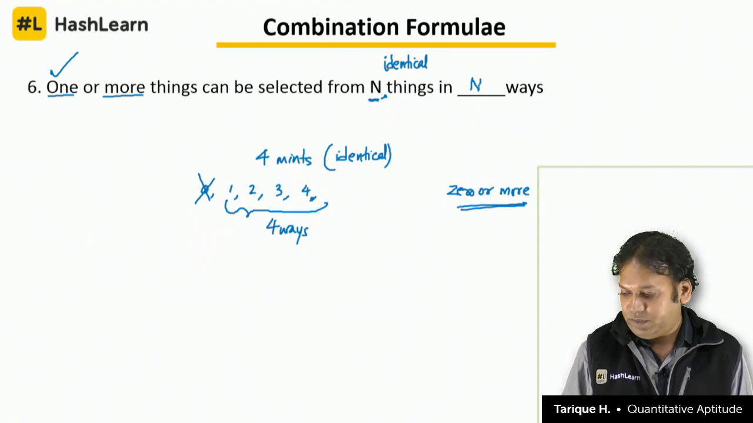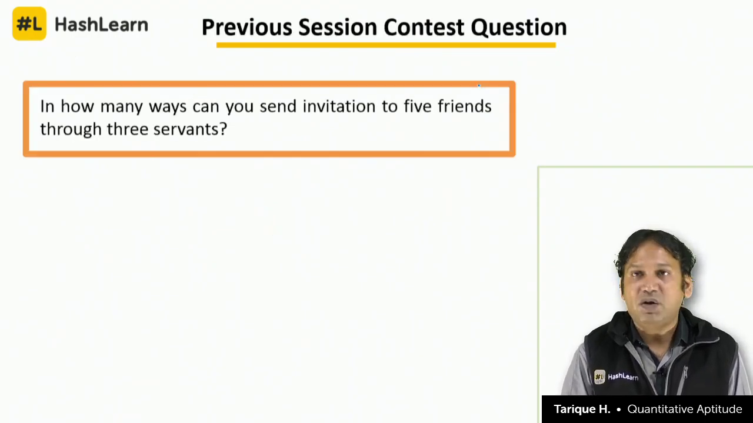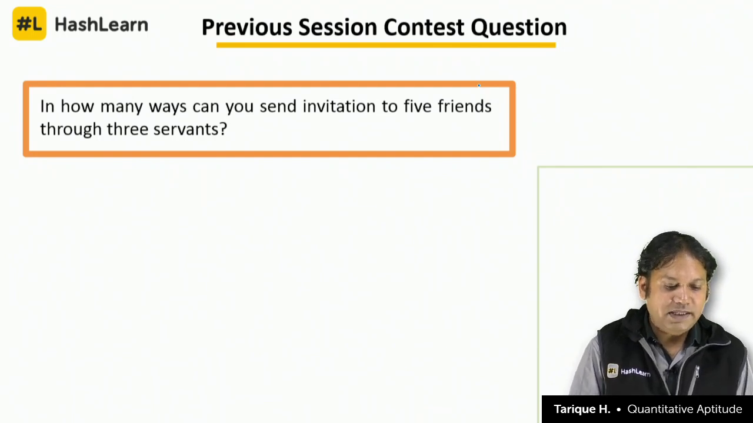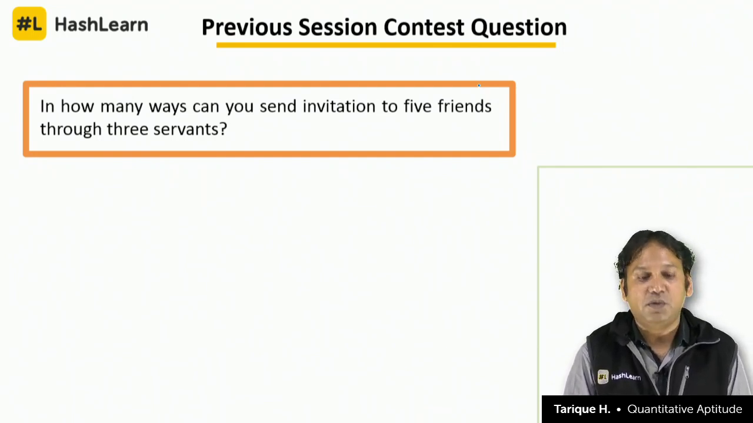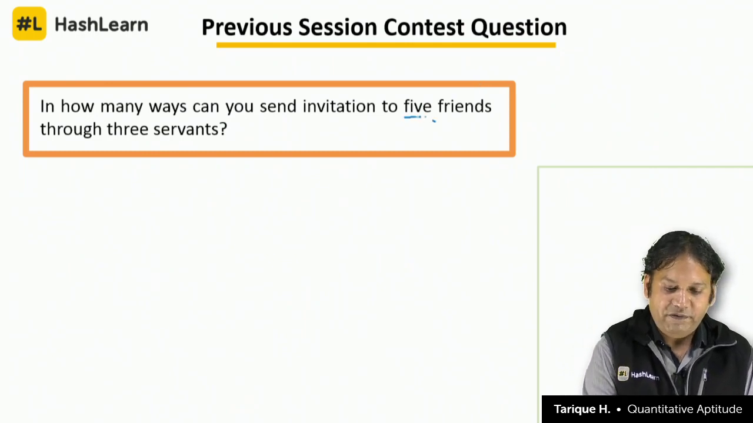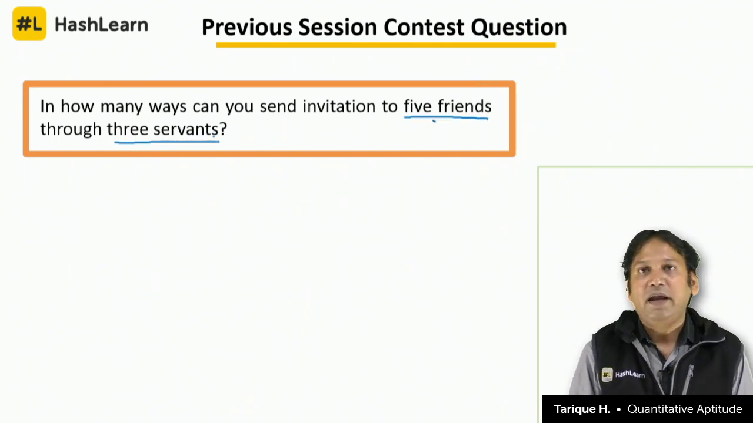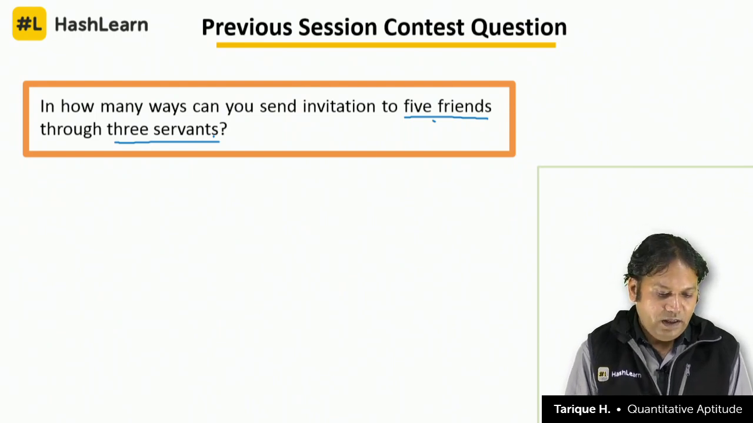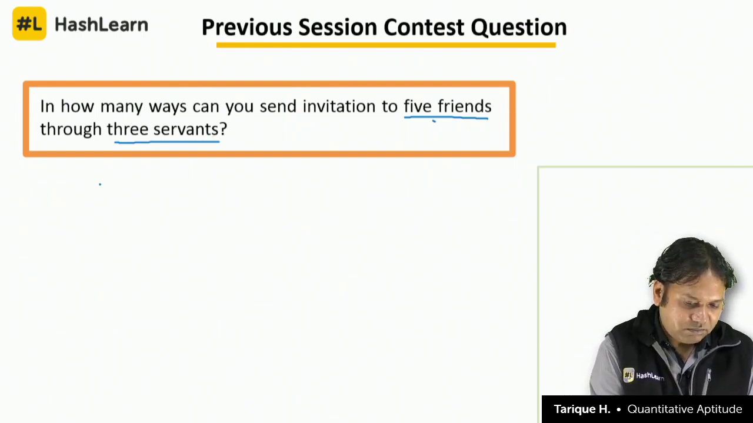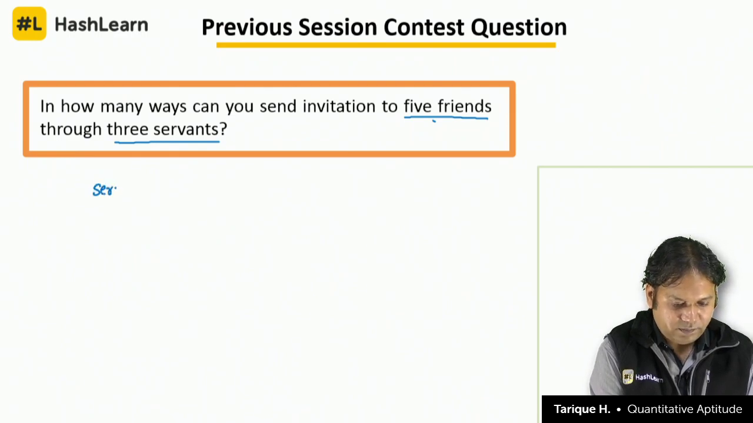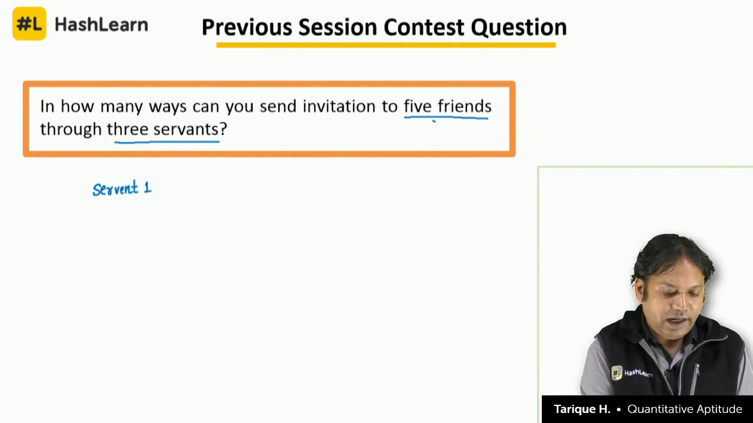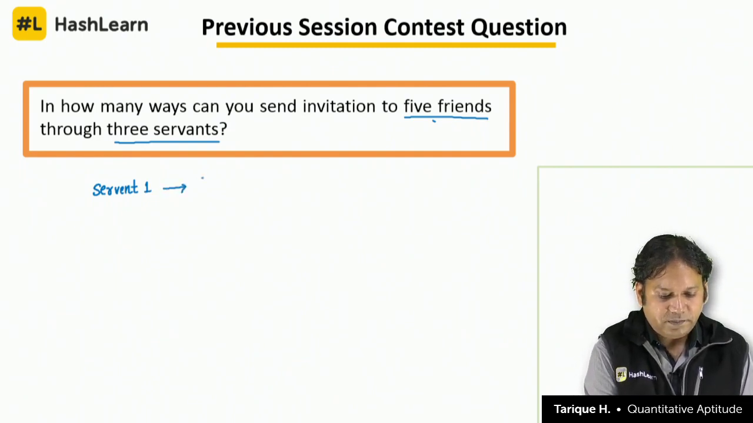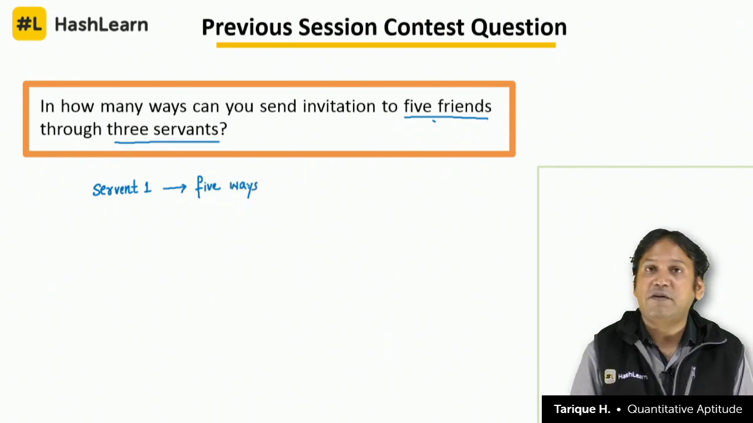So now we have the previous session contest question. In how many ways can you send invitation to 5 friends through 3 servants? 5 friends are there and 3 servants are there. In how many ways we can do it? Suppose I say, let's consider servant 1. The servant 1 can go to any of the 5 friends. There are 5 options, 5 friends are there. So there are 5 ways of doing it.